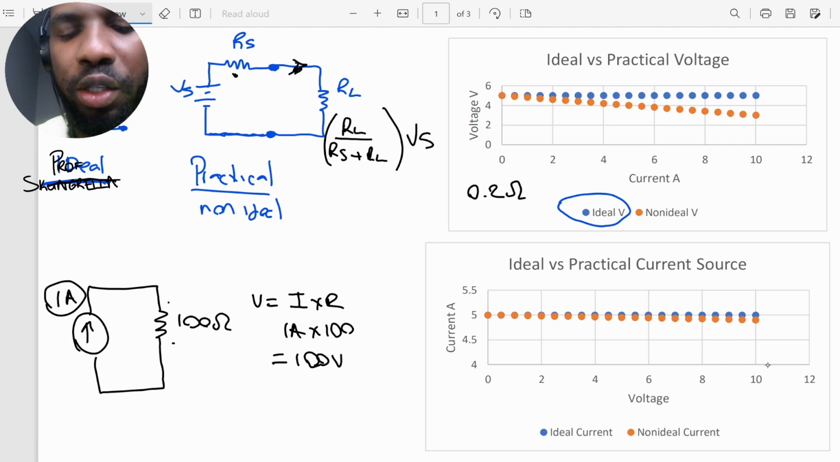Of course, the current source has limitations as to the maximum voltage it can go to, but it's going to change the voltage to maintain a fixed amount of current coming out of it, right? So again, if you think of Ohm's law, V is equal to I times R.